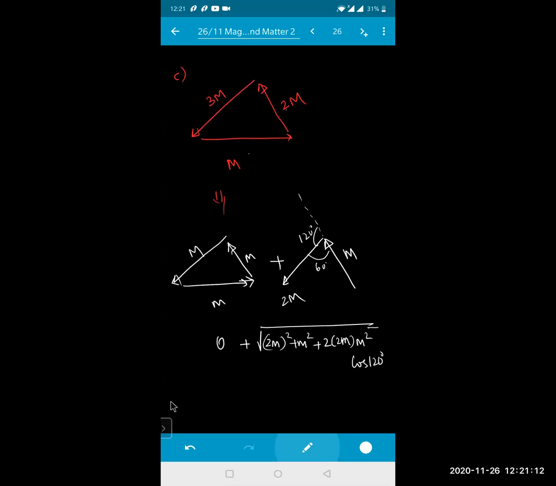So see what this comes to. M net will be equal to the square root of 2 squared, which is 4, plus 1, that is 5. So it is 5M squared minus 2 into 2M into M, which is 4M squared, into cos 120, which is minus 1/2. The 2 cancels. So the total is root of 5M squared minus 2, and 5 minus 2 is 3. So this will be equal to root 3 times M.